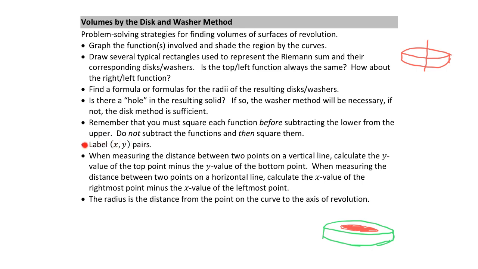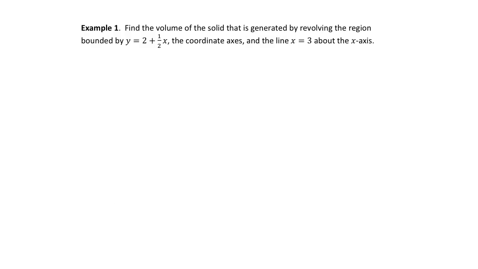It helps to label x and y pairs. When you measure distances between things that are vertical, we're doing some sort of change in y. When we do things that are horizontal, we're moving in the x direction, so you would do some sort of change in x. And the radius is always the distance from a point on the curve to the axis of revolution. Let's look at our first example.